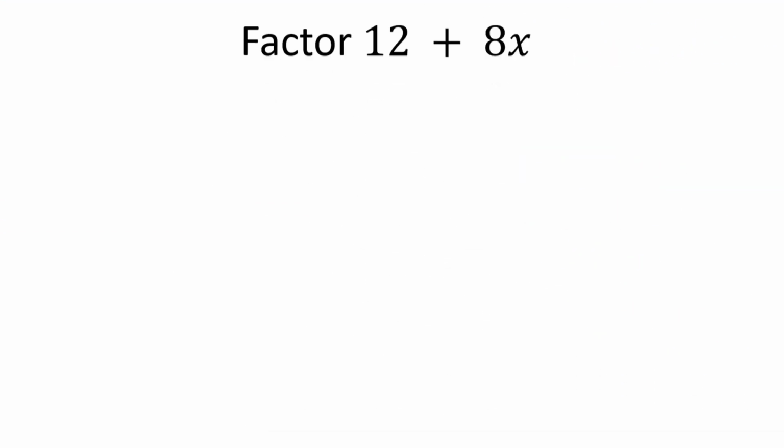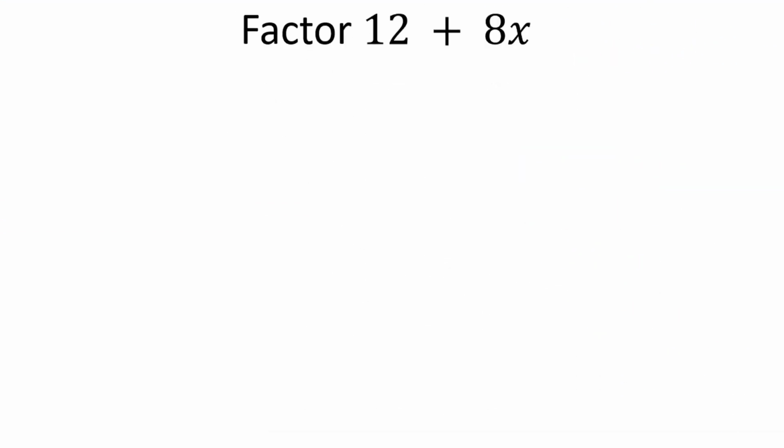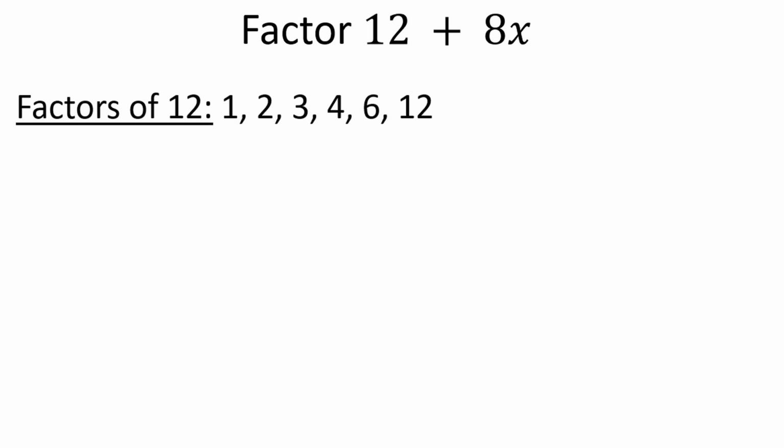Let's try another example. Say we are asked to factor 12 plus 8x. We need to think about what the greatest common factor of 12 and 8 is, meaning what is the largest number that can divide both 12 and 8 and still result in a whole number. Well, the factors of 12 are 1, 2, 3, 4, 6, and 12. These are all of the numbers we can divide 12 by and still get a whole number.